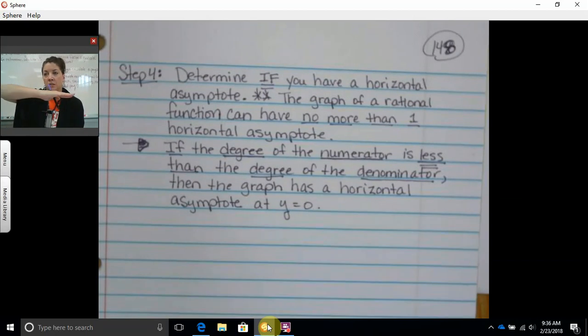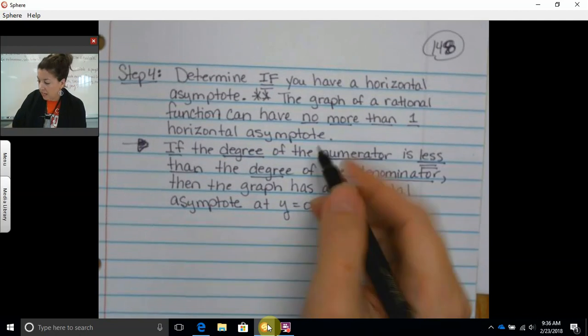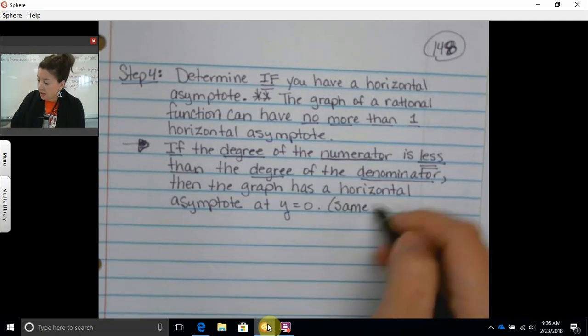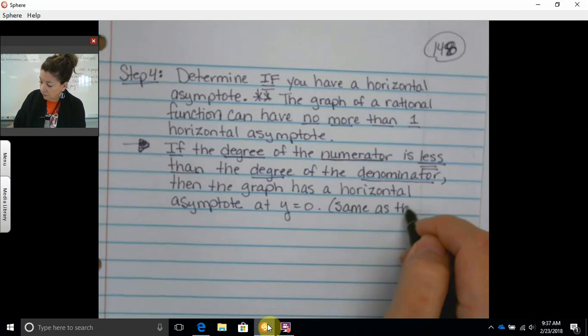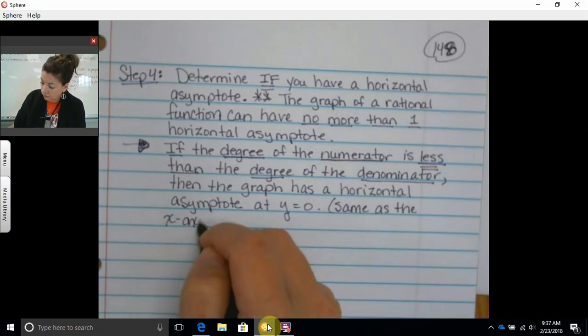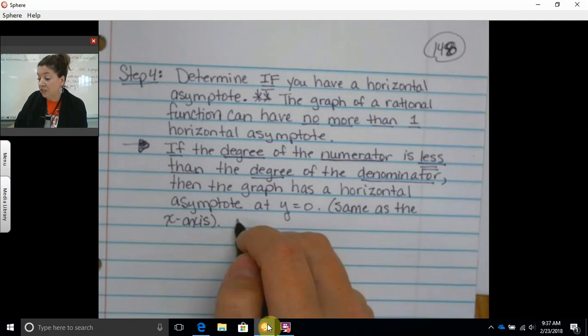So horizontal means it's going to cross the y-axis, okay? And if it's crossing the y-axis at 0, that's going to be the same line as the actual x-axis. It's not above the x-axis, it's not below the x-axis, it's on the same line as the x-axis. So that's y equals 0. X equals 0 would cross the x-axis at 0. Y equals 0 is like this. So I'm going to put that in my notes. Same as the x-axis. Sketch it.